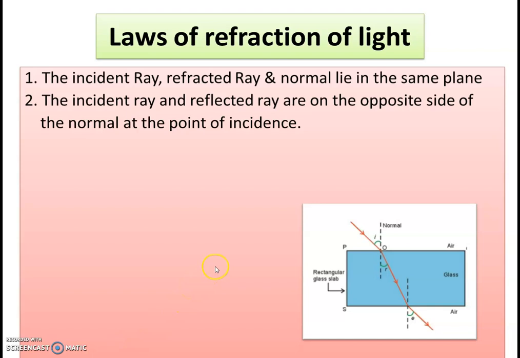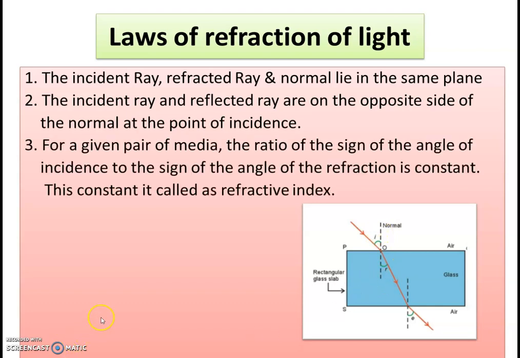The incident ray is that ray which strikes a surface. In this figure, you will find that this ray is an incident ray which is striking at the boundary of the media. After striking obliquely on this boundary, there is a change in the direction of light. This ray with changed direction is called a refracted ray, while this one is the normal.